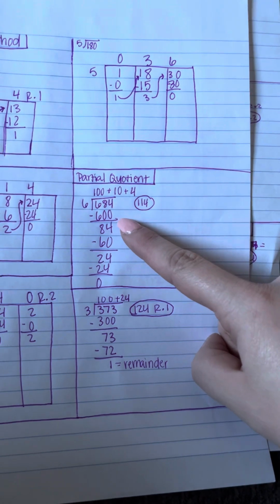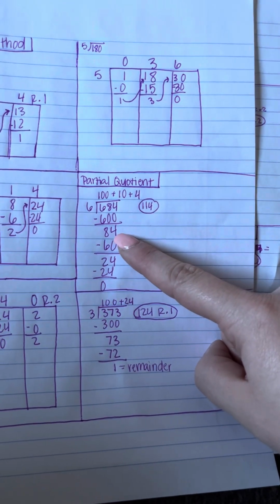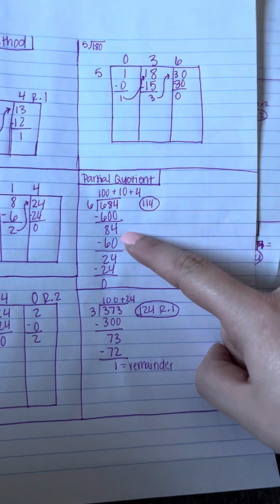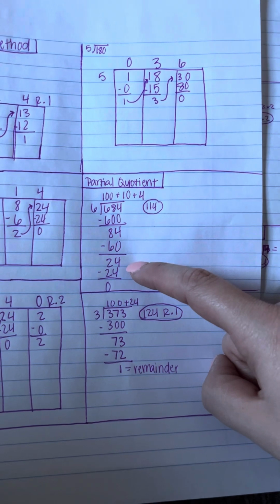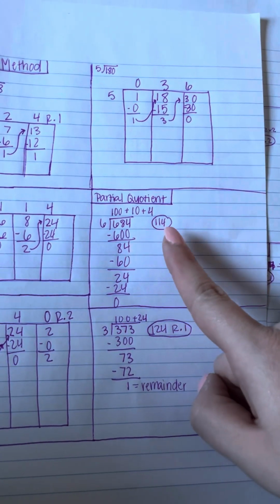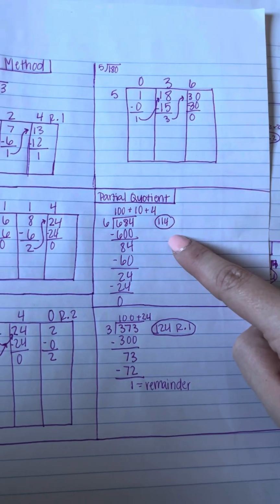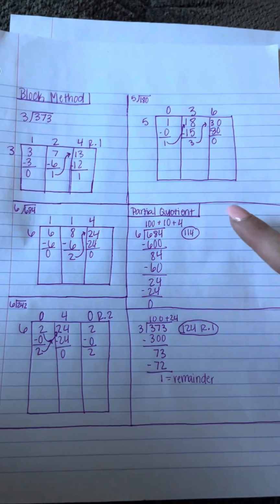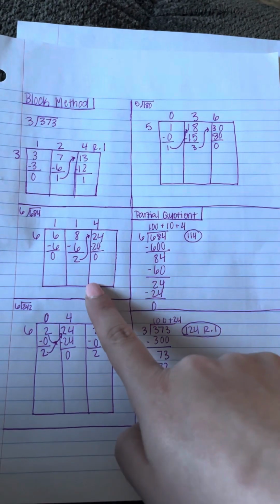And then I subtracted that and was left with 84. And I knew that that could go in at least 10 times, because 10 times 6 is 60. Then subtracted that, and that's 24. And I know that 6 goes into 24 4 times. And 6 times 4 is 24. 24 minus 24 is 0. So that gives you the 113. And then that answer matches up with that answer.